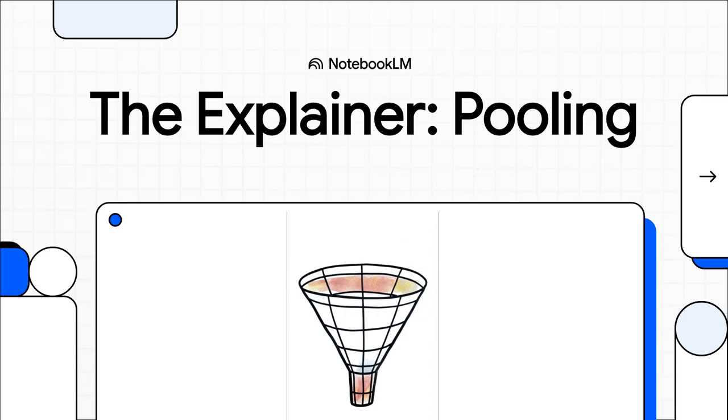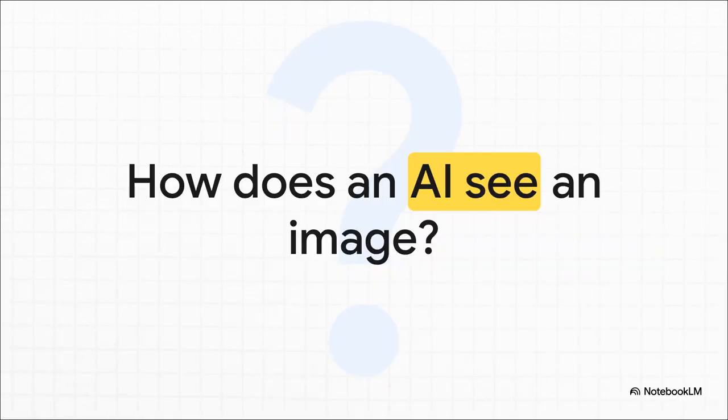Welcome to the Explainer. You know, we're always trying to make neural networks smarter and faster, right? Well, today we're going to pull back the curtain on one of the cleverest tricks in the book for doing just that. It's called pooling. So how does an AI actually see an image?